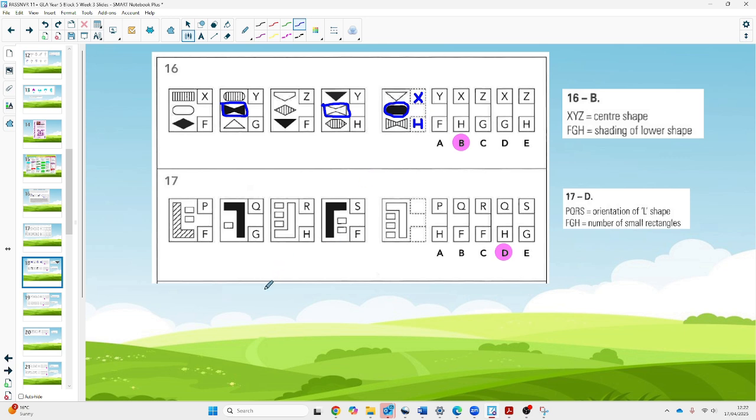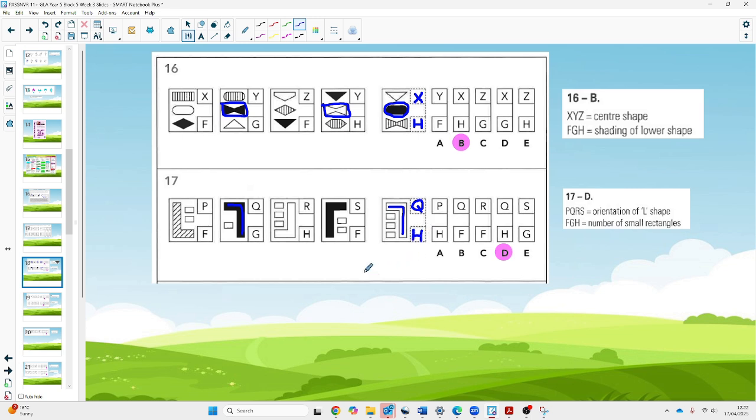P, Q, R, S are all different, and that's to do with the orientation of the L shape. We actually need a Q because you can see that our L shape is facing that way. So that's why we need a Q. And then looking along the bottom line, this is the number of small rectangles. So F represents 2, G is 1, H is 3, and F is 2. So we need 3, so we know we need an H.